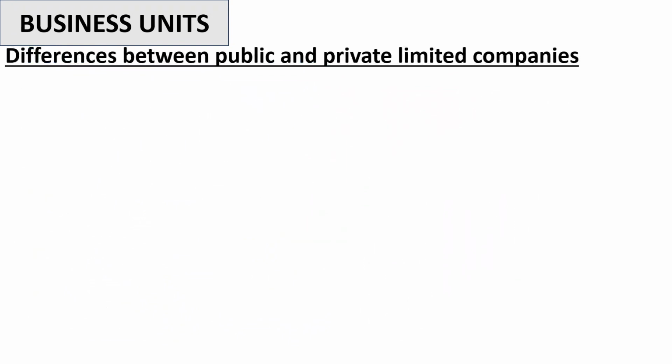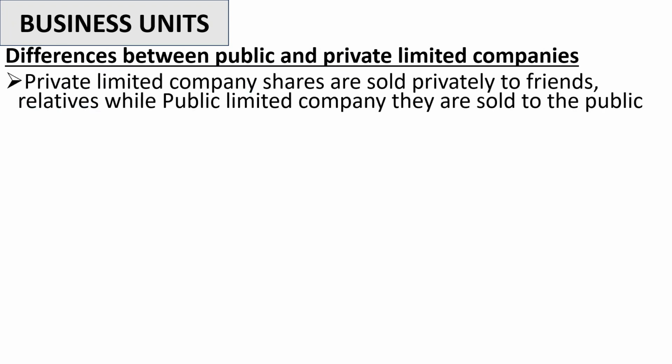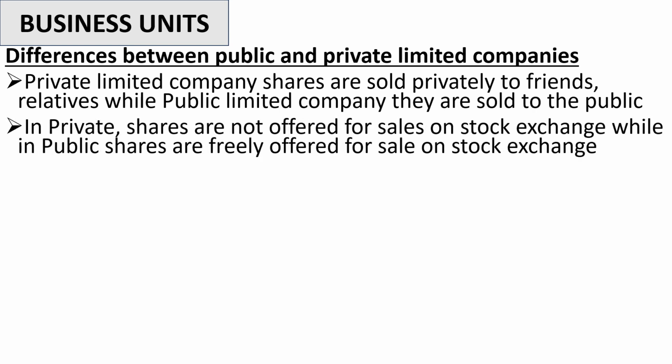Now what about the differences? Are there differences between a public limited company and a private limited company? So here are the differences. The first is private limited companies' shares are sold privately to friends and relatives, while public limited companies' shares are sold to the public. The second is in private limited companies, shares are not offered for sale on the stock exchange, while in public limited companies, shares are freely offered for sale on the stock exchange.